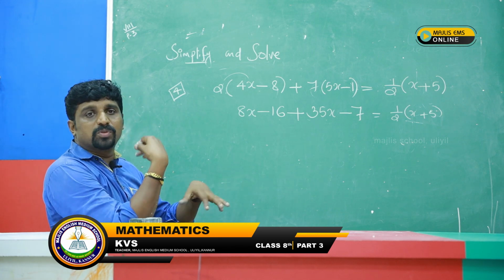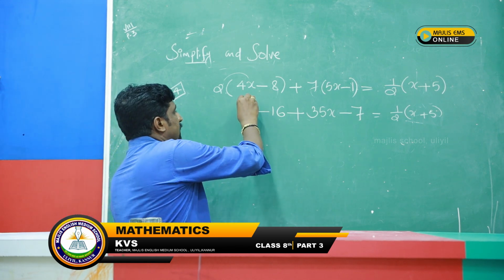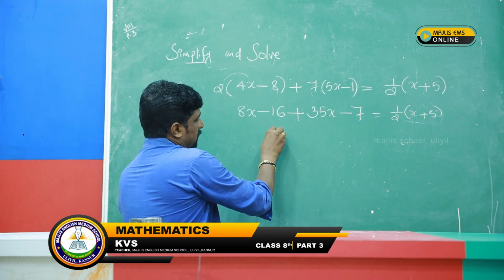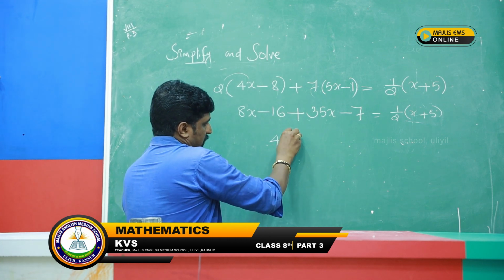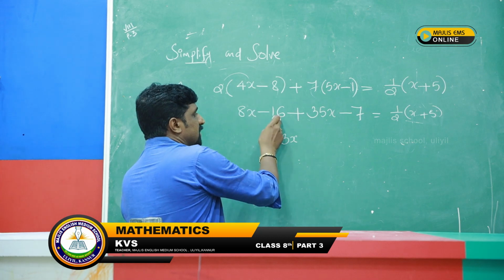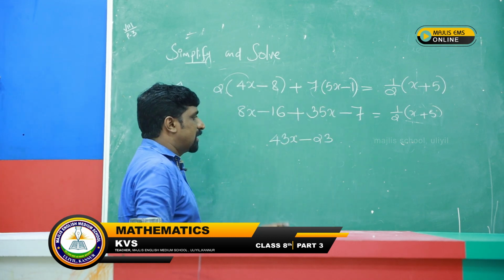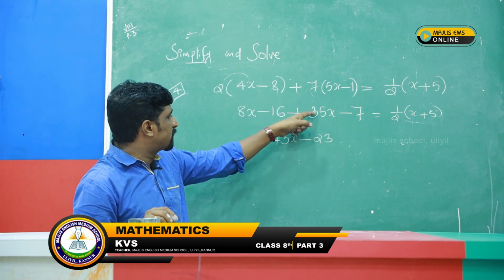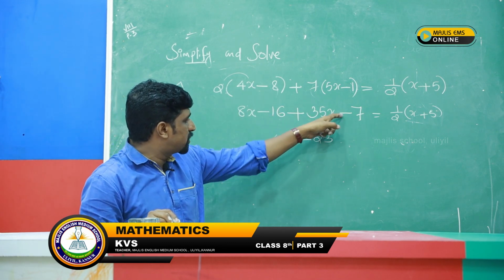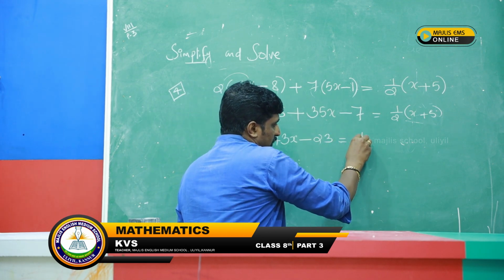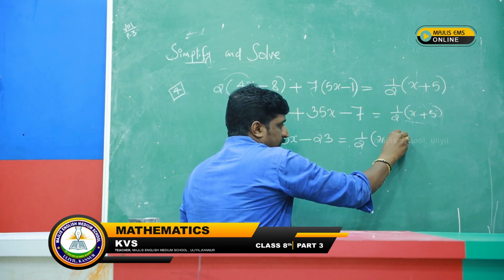Next step we can remove that half. Here 8x plus 35x becomes 43x. Minus 16 and minus 7 is minus 23. The left side is like this: after addition, 43x, and these two, minus 23, equal to half into x plus 5.